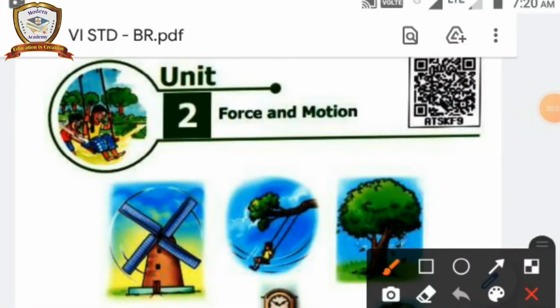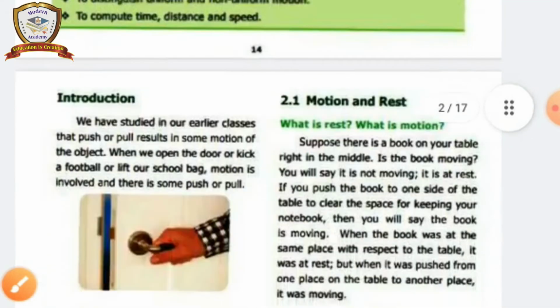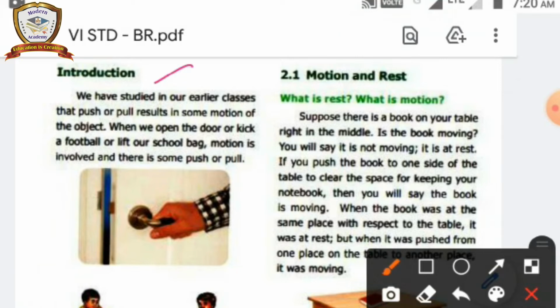This is the book reading session. Today we have discussed the topic force and motion. Turn to the next page. First heading, introduction. We have studied in our earlier classes that push or pull results in some motion of the object.